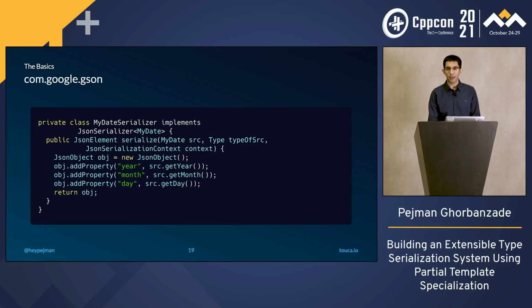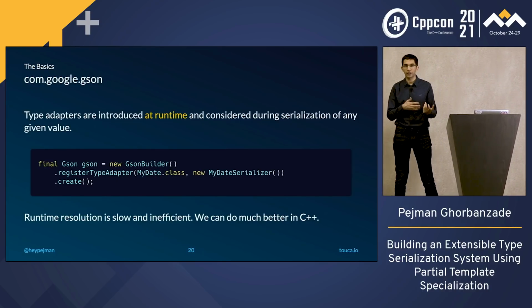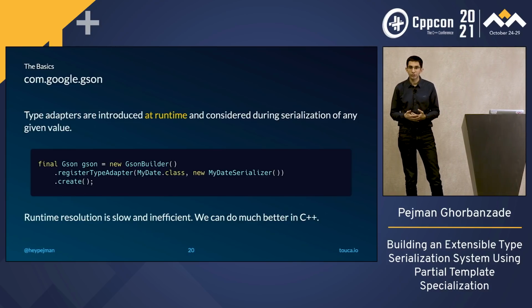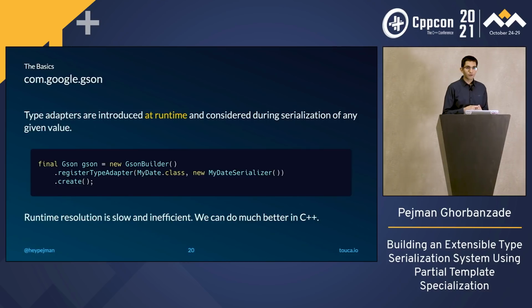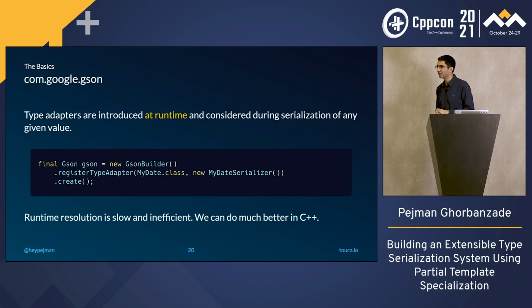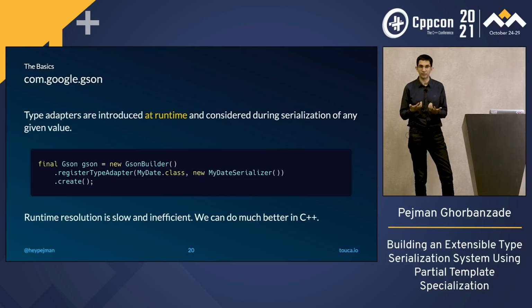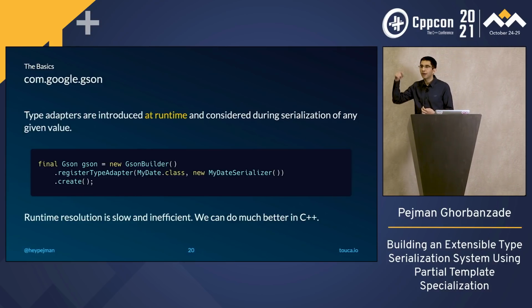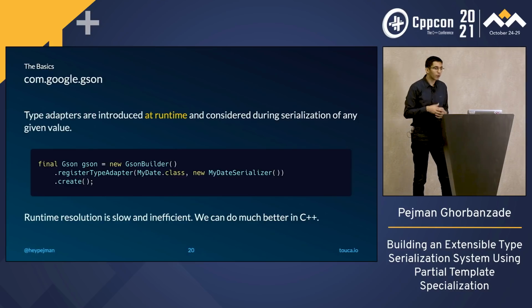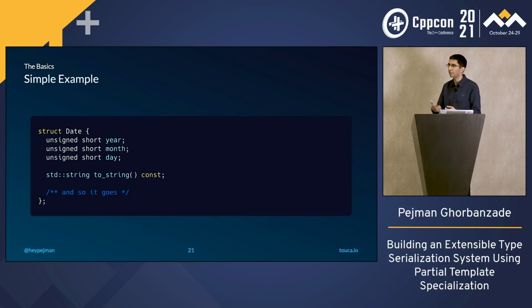So now we can pass our JSON serializer type to a register type adapter every time that we want to serialize something to JSON. The problem with this approach is that this requires that we register these type adapters at runtime. Now, Java people might be okay with this approach, but we are using C++, which has inherent capabilities to mitigate this, to make sure that we don't have to look up at runtime how we want to serialize a given data type. We want to do it all at compile time so that it's efficient when we are actually trying to serialize a given unknown type or external type.